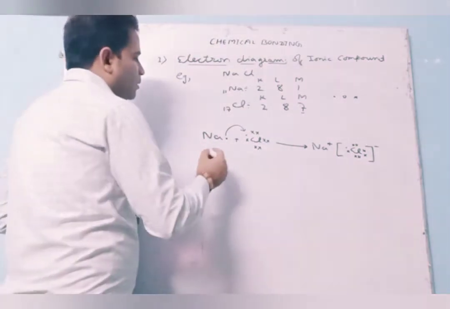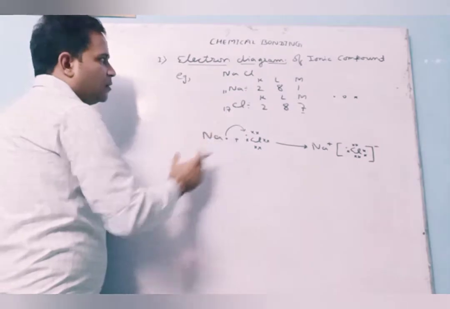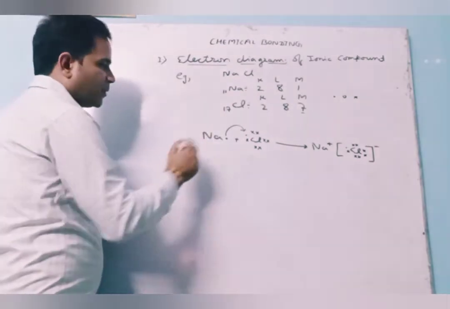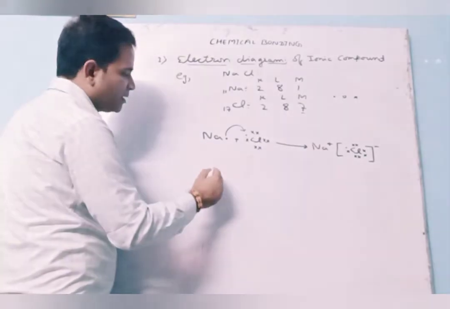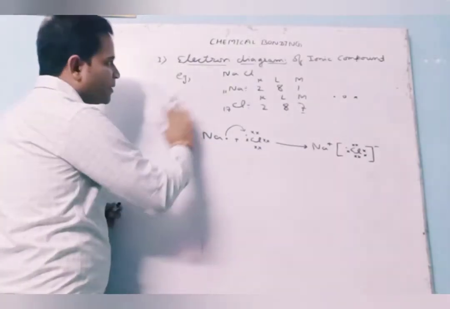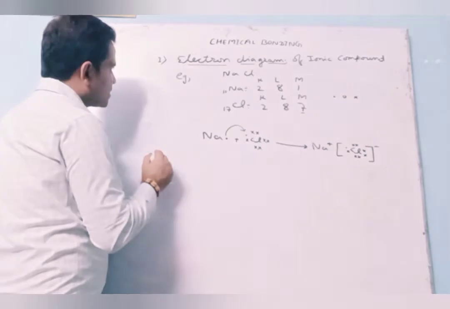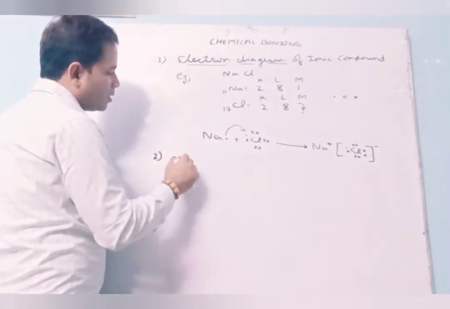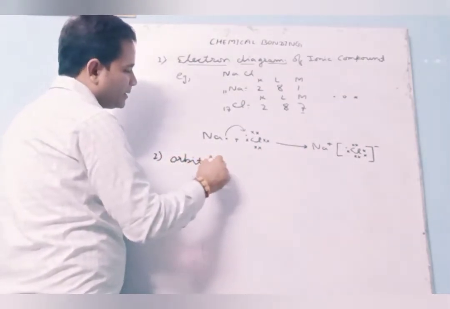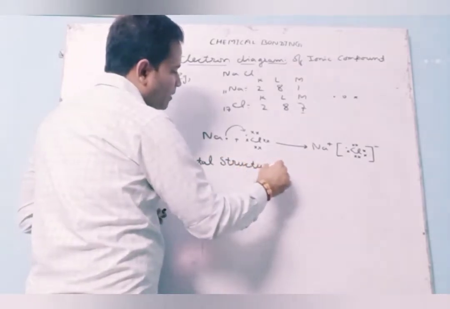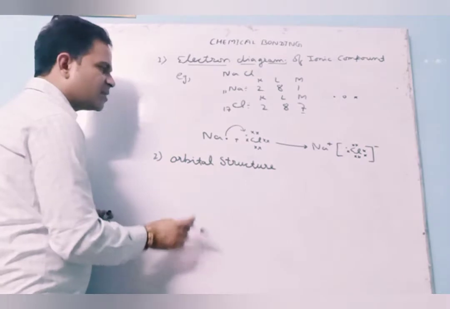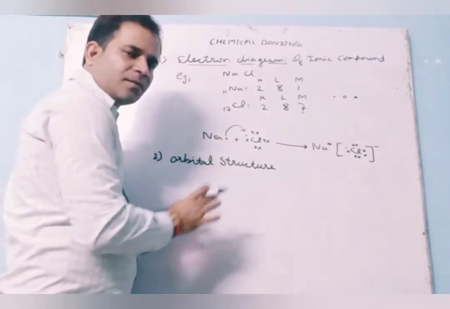Now this one is the electron dot diagram. Now the orbital structure, when we make the orbital structure, then see how. This one is the electron dot structure. Second one is the orbital structure. How do we represent the orbital structure? Because this one is not important, but we have to see here.